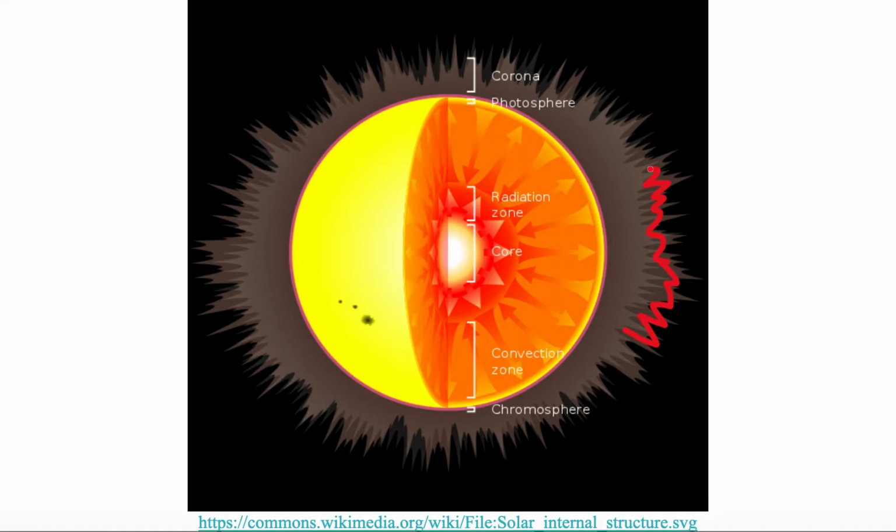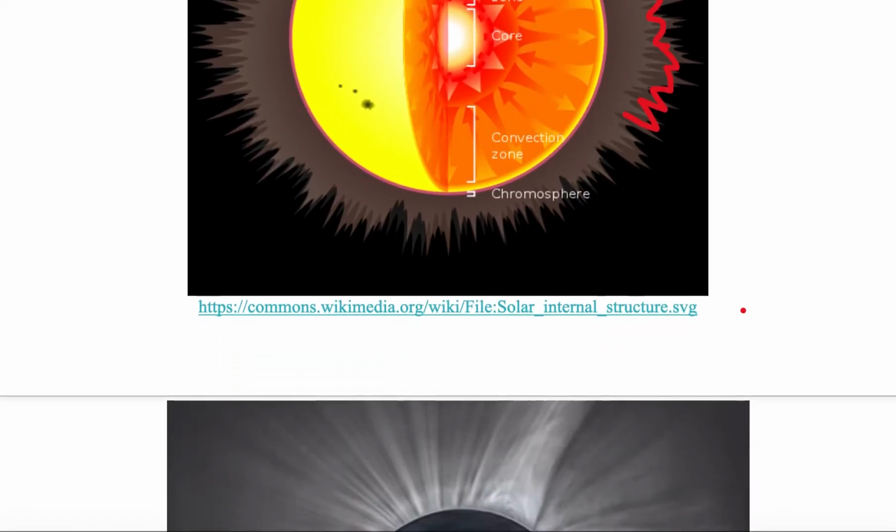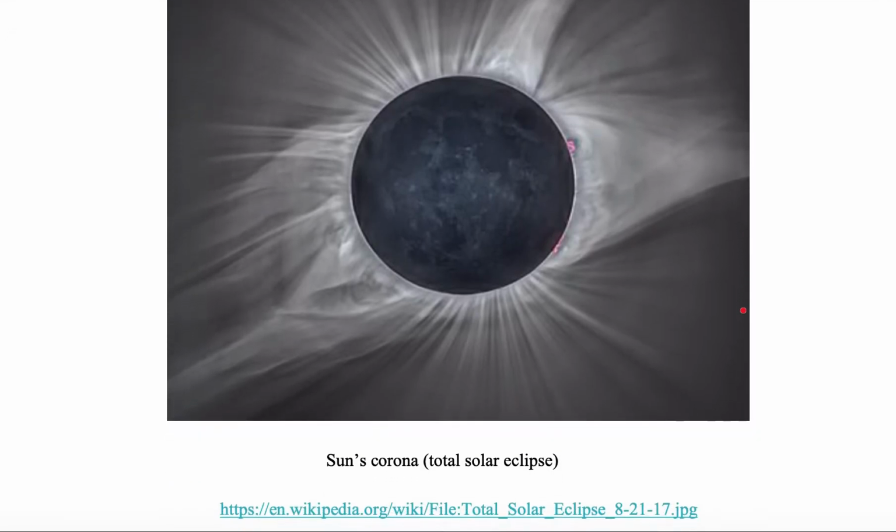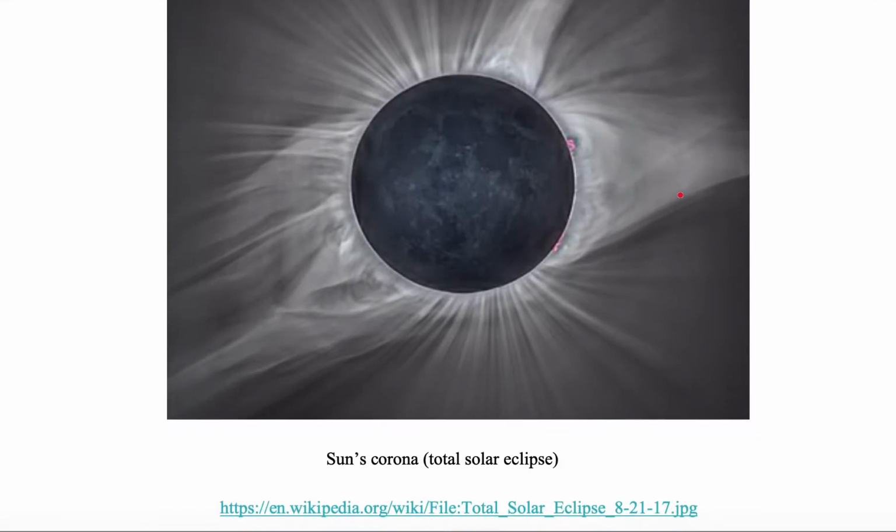Corona in Greek means crown, and it kind of looked like a crown to them, so hence the name corona. Now here they colored it this brownish color, but in real life, the corona, as seen in a total solar eclipse, appears this white color.